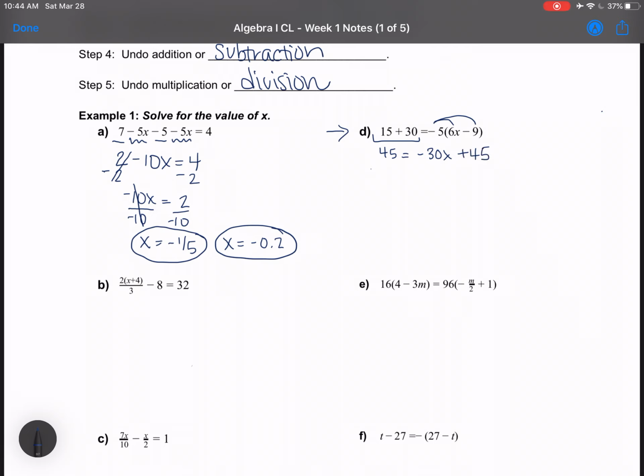We're trying to move things away from x, so let's subtract this 45 and move it to the left. And 45 minus 45 is 0, which equals our negative 30x. To get x by itself, we're going to divide by negative 30. And anything that 0 is divided by will just leave us with 0. So we know x equals 0.